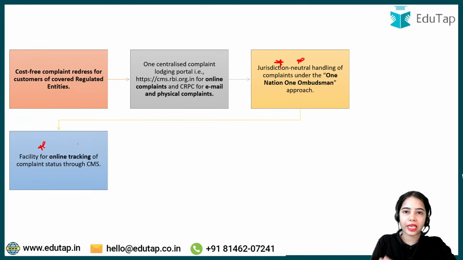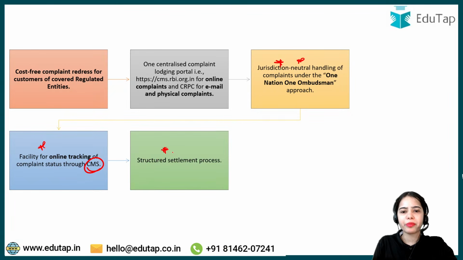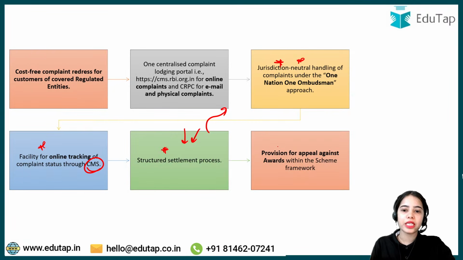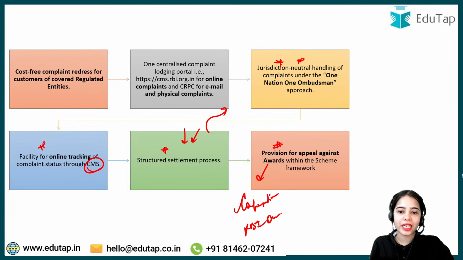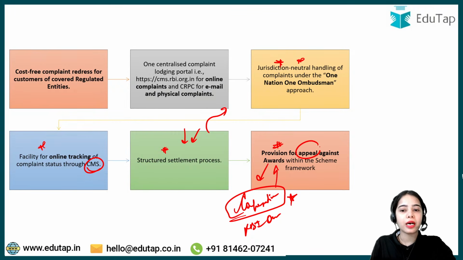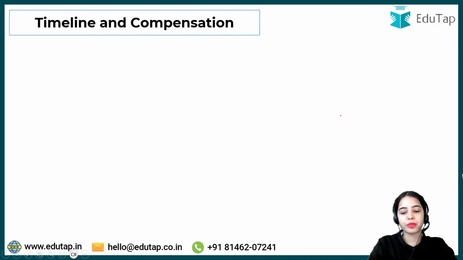A facility for online tracking is also provided through the CMS that we have seen, and there are structured settlement processes. The complaints will be received by the CMS and the CRPC. After that, the complaints will be shared with the RBI ombudsman, so the process is very structured. There is a provision for appeal against the award. Compensation can be provided by the RBI ombudsman, and if you are not satisfied with the compensation, with the award, then you can also appeal against the award. Okay, so timeline and compensation, then we will discuss the appeal also.